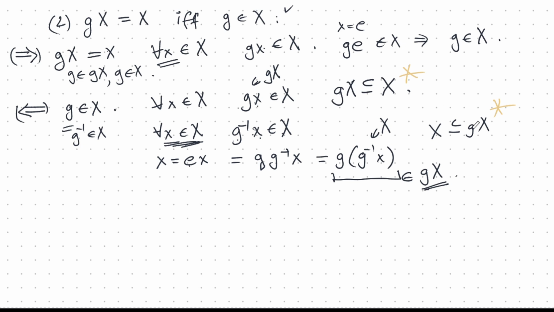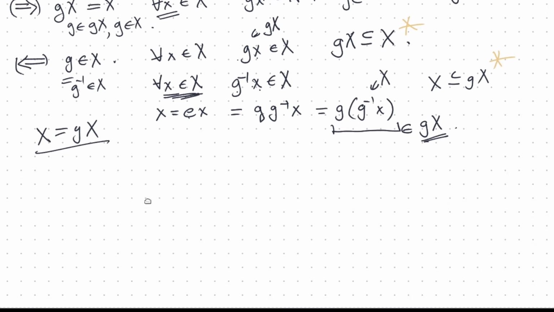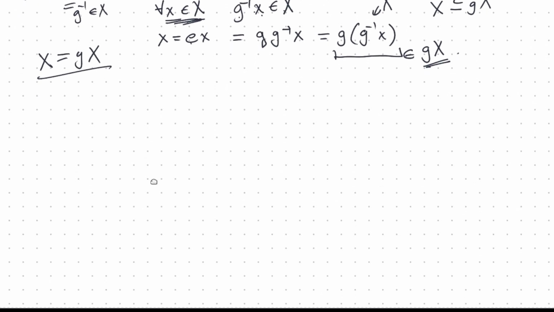If I combine these two things together, I end up with the following, that X is equal to its coset. And that's this. Okay, so we did it. So we proved the if and only if both ways. Okay, let's do another one, a nice one, part 3.